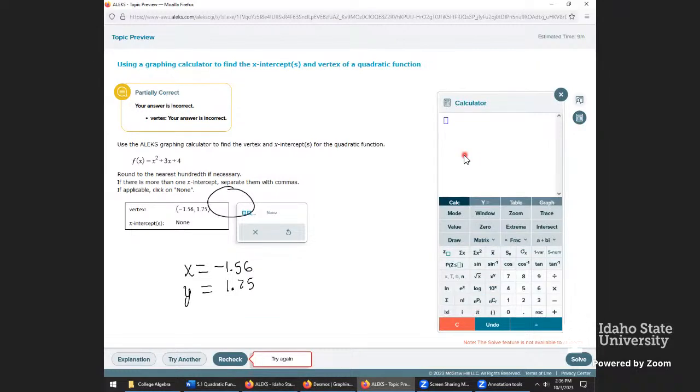Go ahead. It says a different way to do it actually on ALEKS, is to hit the extrema, I think. Oh, they're not using trace at all? No. Gotcha. Let's try this again. So y equals, I guess I have to retype that in, x squared plus 3x plus 4. Let's go to graph, and that must be this button right here for Extrema.